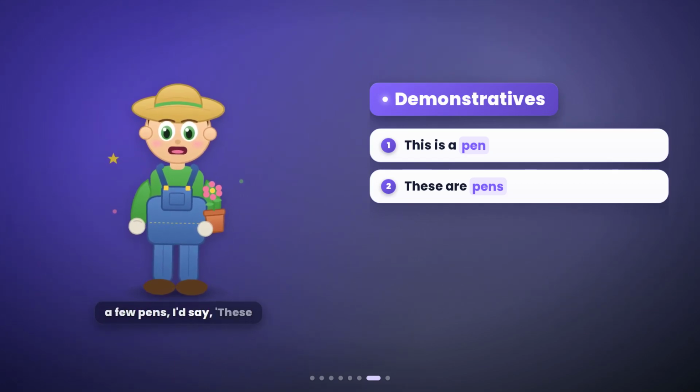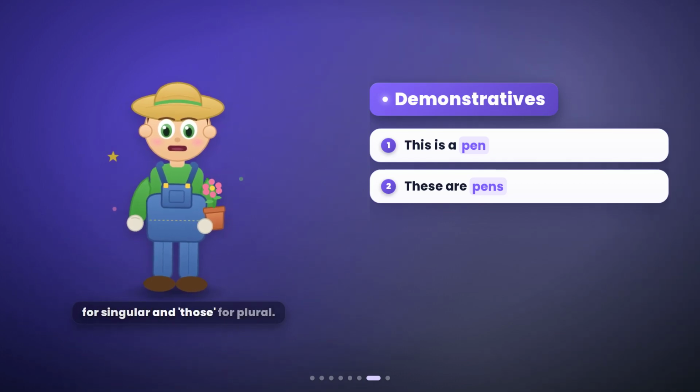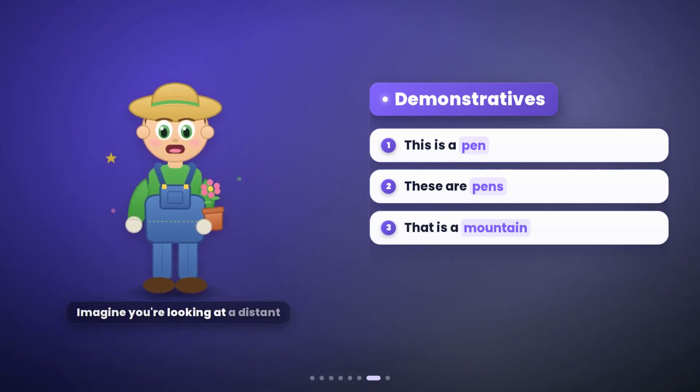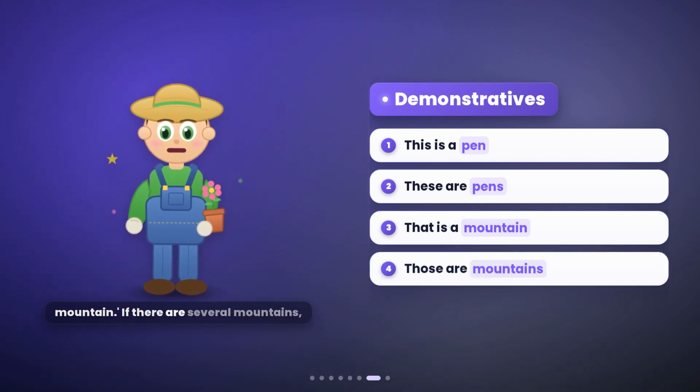Now, when something is farther away, we switch to that for singular and those for plural. Imagine you're looking at a distant mountain. You'd say, "That is a mountain." If there are several mountains, you'd say, "Those are mountains."